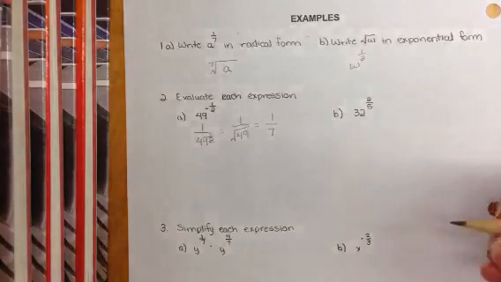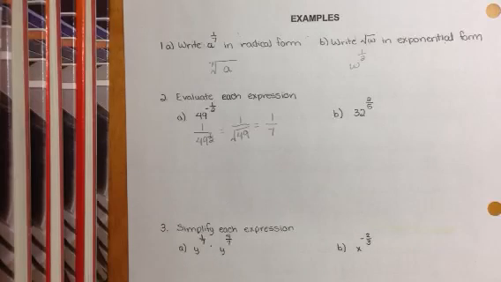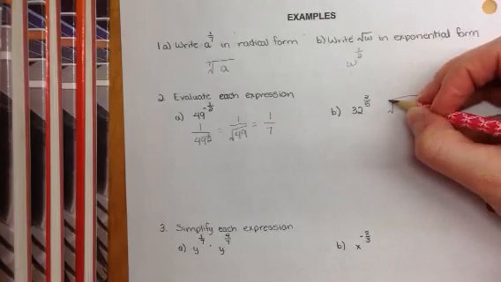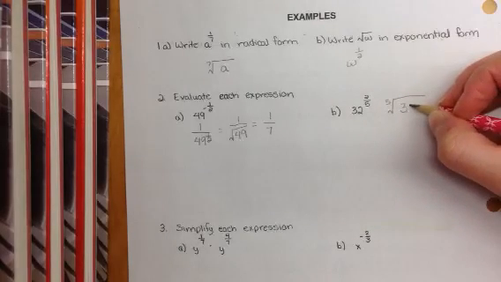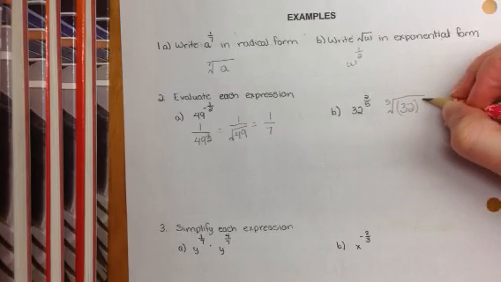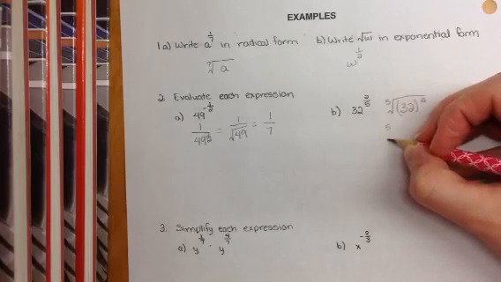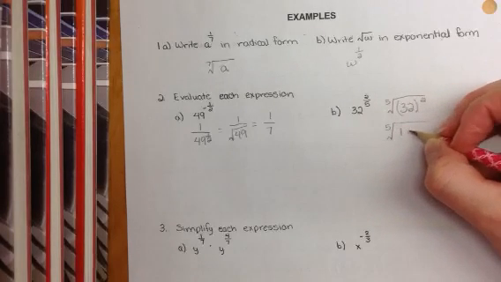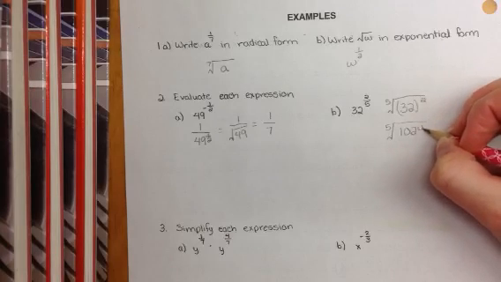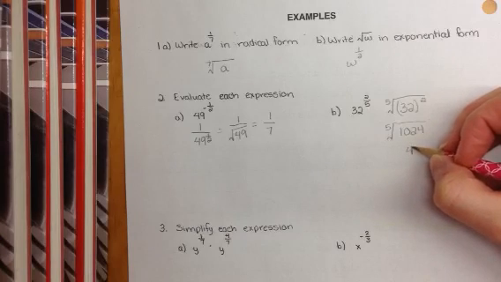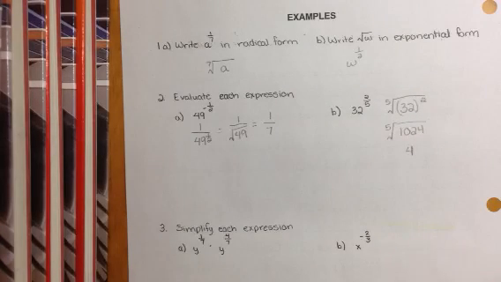For the second one, we have two operations happening. We have the top part of our fraction, which is going to be an exponent, and then we have the 5, which is our root. So I have the 5th root of 32 squared. So I take the 5th root of 1024 and I get 4. So I just plug that into the calculator to find that.